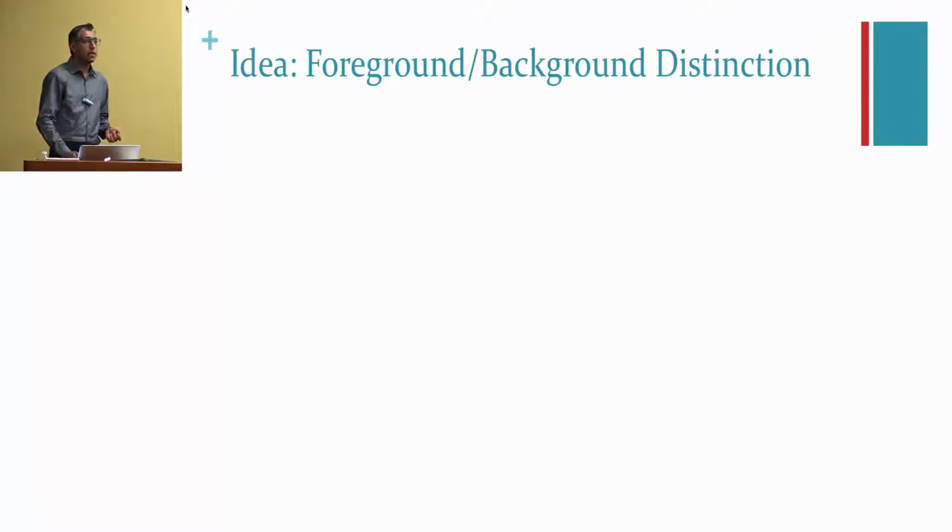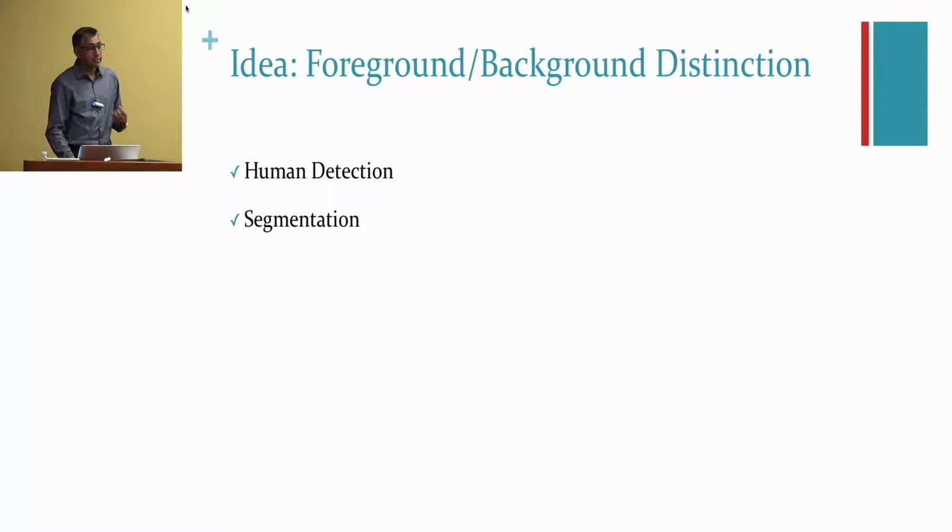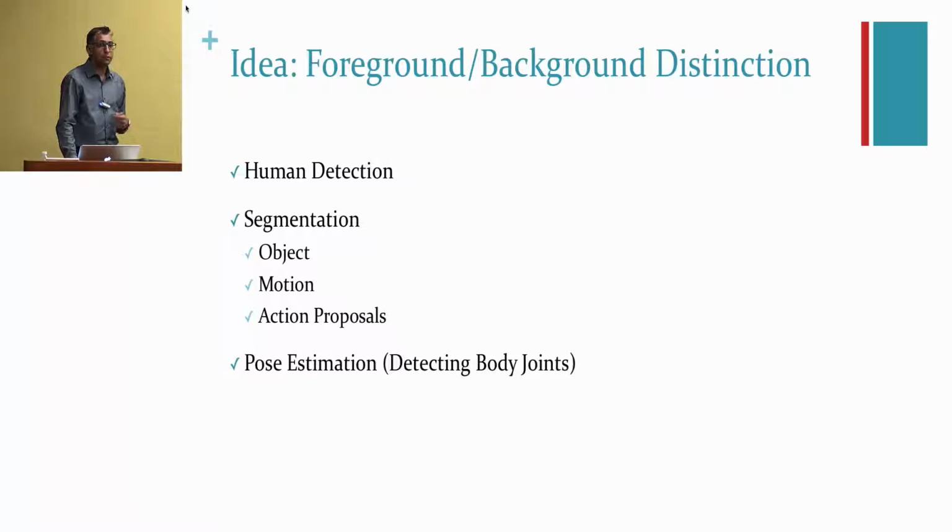The key idea in our paper is that we want to distinguish the foreground actor from the background. There could be a number of ways to do that. For example, you can apply human detection in each frame, or you can segment. There are ways to do segmentation: you can do object segmentation, you can segment based on motion, or more recently, people have tried using action proposals. You can also use pose estimation, which means you are trying to detect the human body joints to find where the actor is. In our case, we use pose estimation as well as segmentation together to do online action localization.